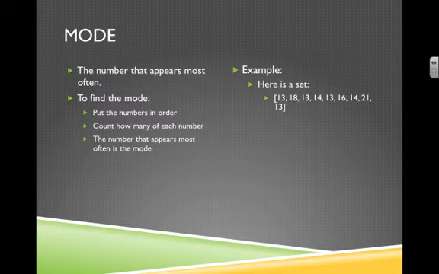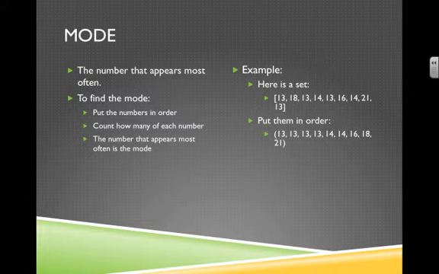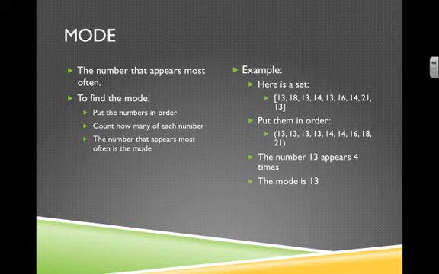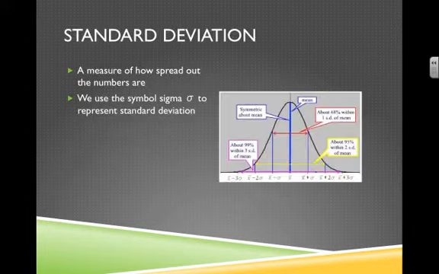So for example, here is that same set again. I'm going to put them in order, and as you'll note, there are 4 instances where the number 13 appears, 2 instances where the number 14 appears, and only 1 instance for each of 16, 18, and 21. The number 13 appears 4 times, so that is the mode. It is important to note that you can have more than one mode. If another number on my list appeared 4 times as well, I would have to list both of them as a mode.